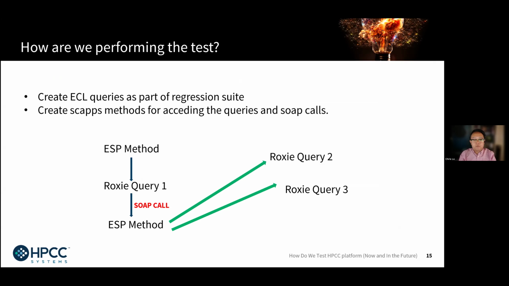So what do we do for these tests? Well, we created multiple ECL queries in the ESDL format as part of the regression test suite. We created SCAPS methods for calling the ECL queries and for ECL queries to call ESP via a SOAP call. The figure shown here shows the flow of information: we have the ESP method call the ECL query, and then the ECL query calls the gateway ESP method via the SOAP call, and then the gateway ESP calls different ECL queries and returns results.